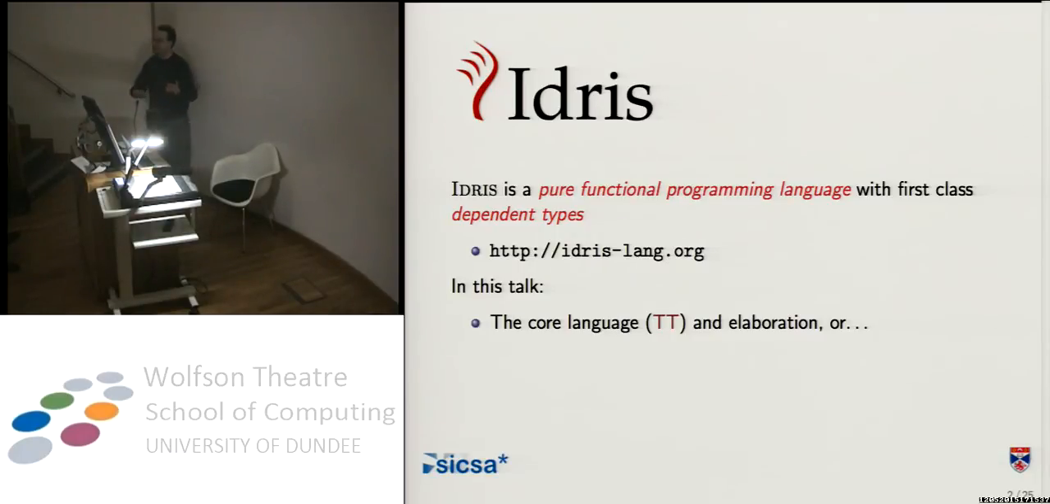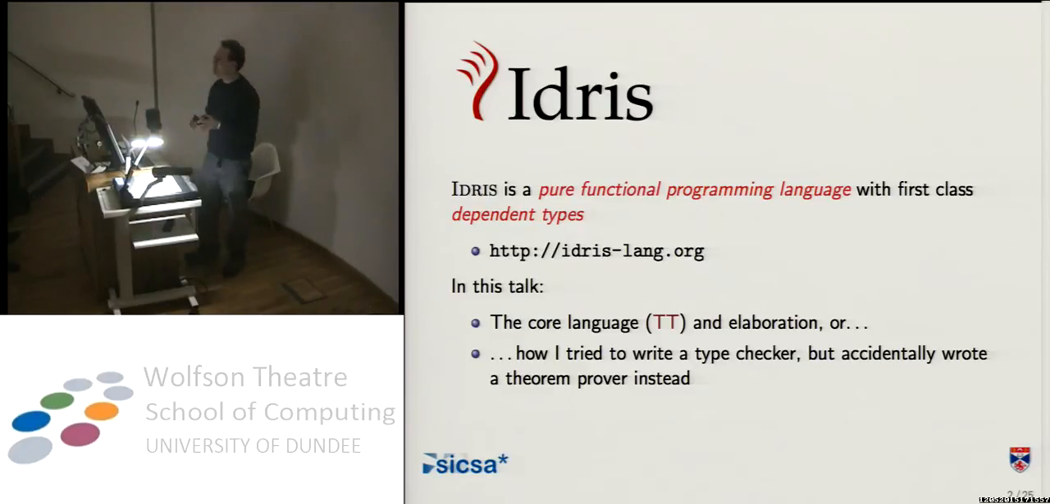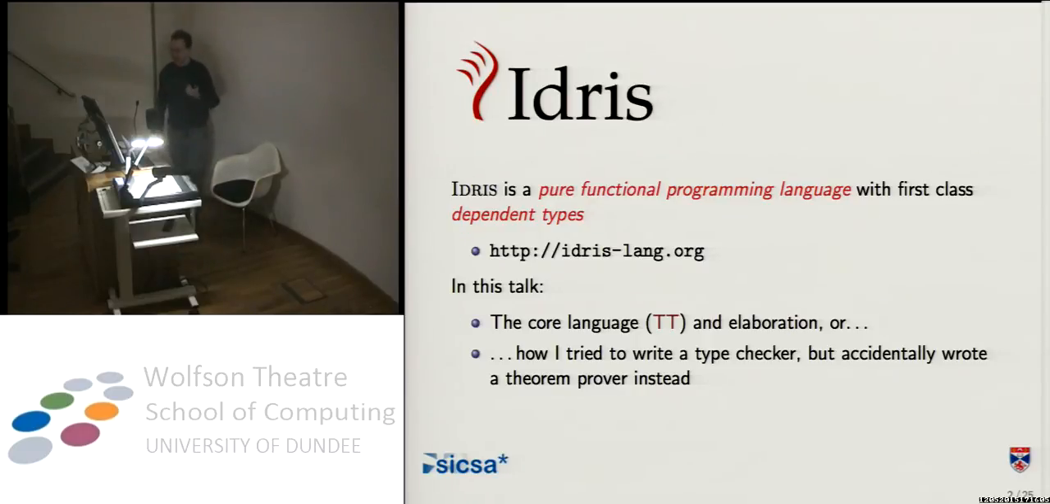taking type checking and deriving kind of a type checking monad. And this talk is sort of how I tried to write a type checker for a dependently typed programming language and ended up writing a theorem prover instead. Because I started out thinking, well, I want to re-implement Idris in a way that actually works this time. So I'm gonna write the simplest possible type checker I can. And it did turn out that the simplest possible type checker I could write was actually a tactic-based theorem prover. So there you go.